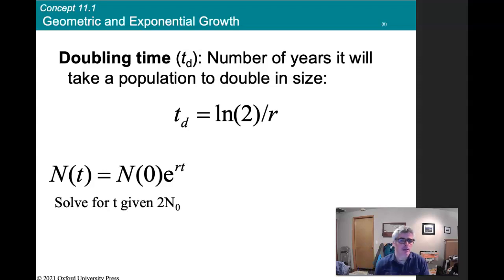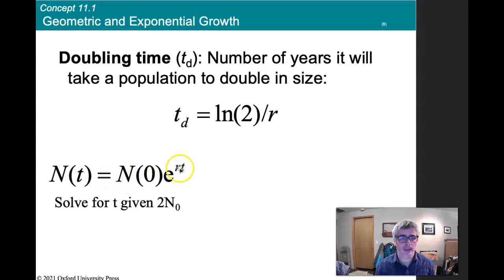Okay, let's take a look at doubling time. We can use the exponential growth equation to derive what the doubling time of the population is, given this equation: time for doubling equals the natural log of 2 divided by r. So if we know r, we can figure out the doubling time of the population. That's done by using this equation and solving for t.